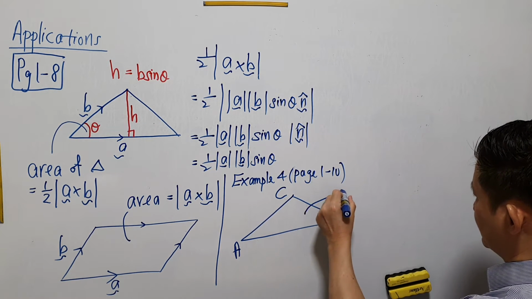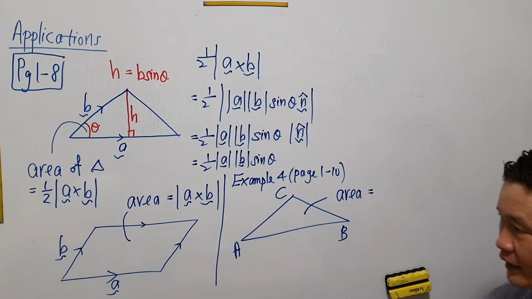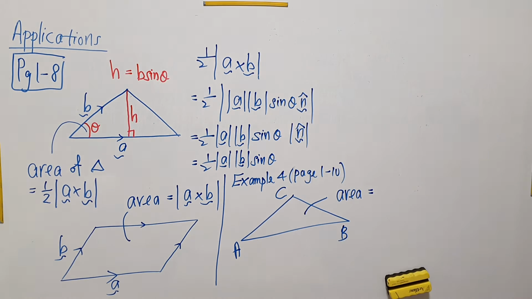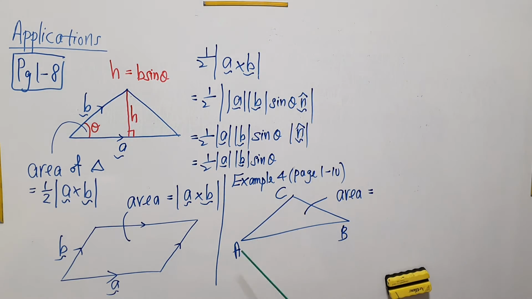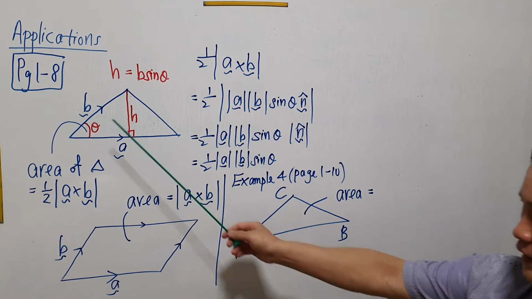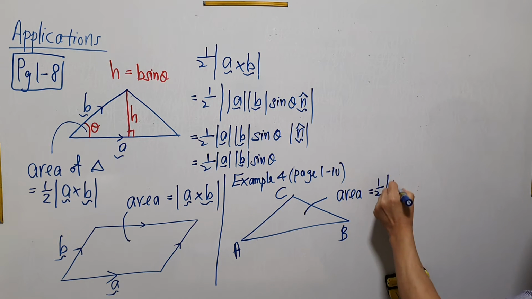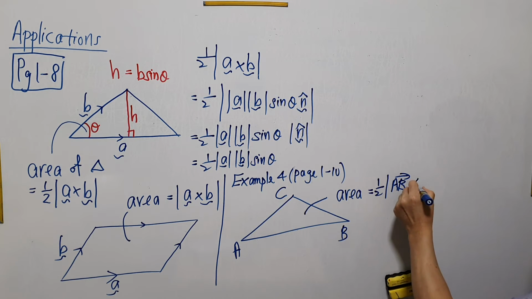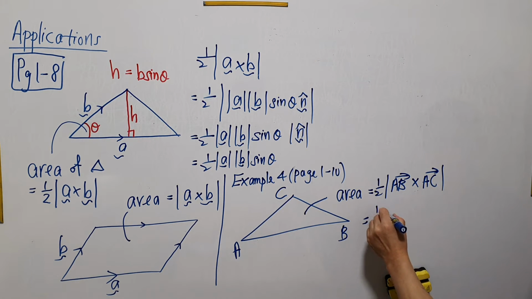So to find this area, based on what you have just learned, how would you think you can find the area of this triangle? If you compare this diagram, vector AB is like the vector A, and vector AC is like the vector B. So the area of this triangle is actually half of the magnitude of AB cross AC.